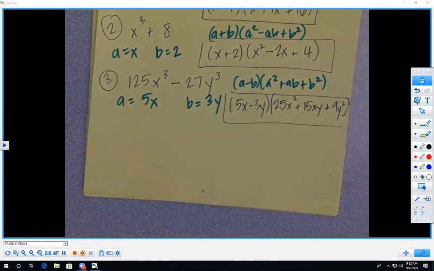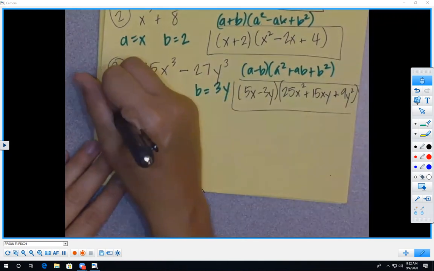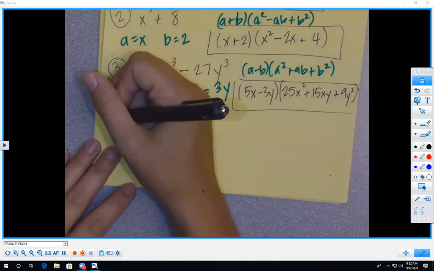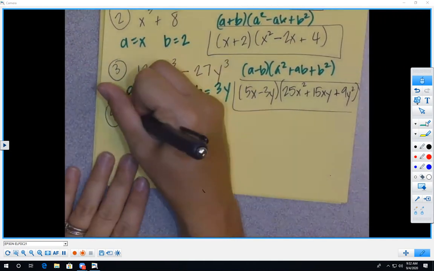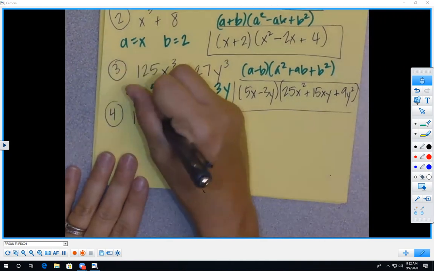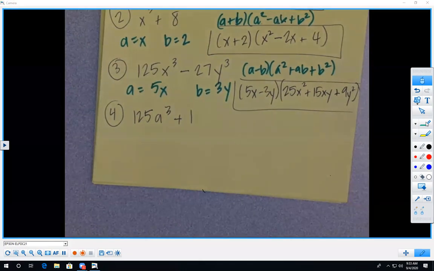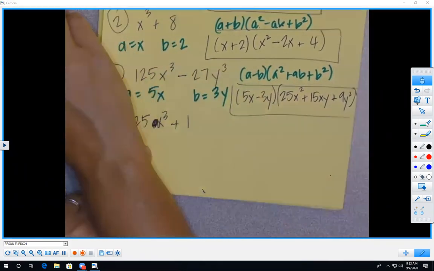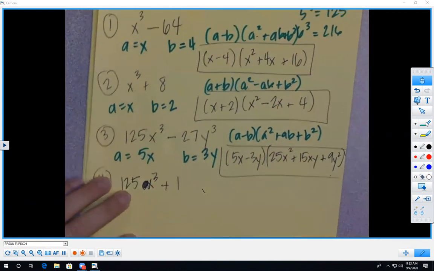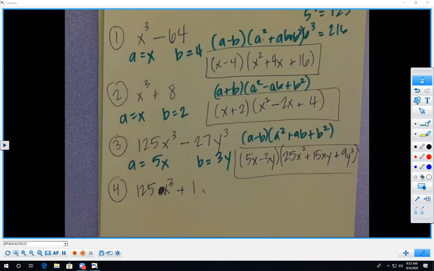Questions about that? Okay, so that one's a little bit harder. Let's do this last one. You do this one while I pass out the paper we're about to use. Let's do 125a to the third plus 1. I'm not going to use a, because a is confusing. Let's change that to x. It's confusing because there's an a in the formula and in your problem. So 125x cubed plus 1.